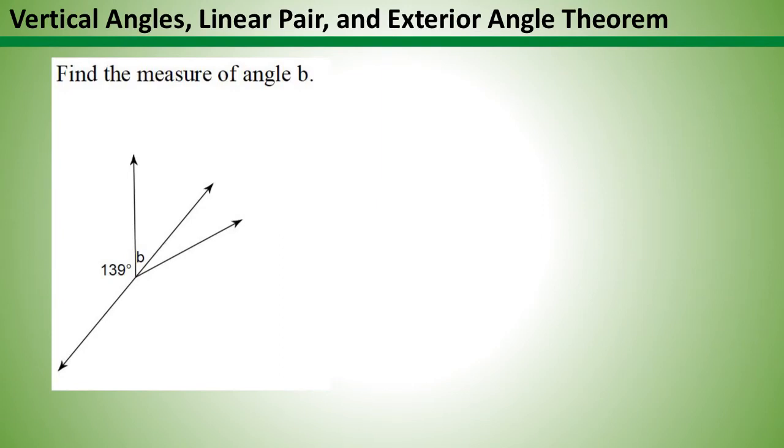Okay, so we should also be able to use those properties to find measures, okay? So these two angles here, we see that these angles are adjacent to each other and they form a straight line. So this is a linear pair. So what we know about these two angles is that if I add 139 plus B, they should equal 180 degrees. Okay, so now all I have to do is subtract 139. So B is actually going to be 41 degrees.